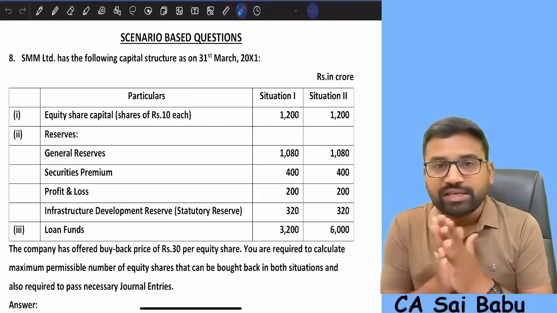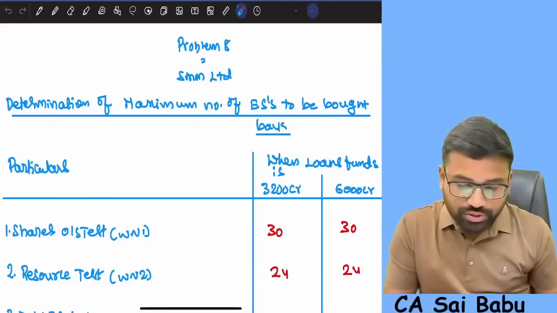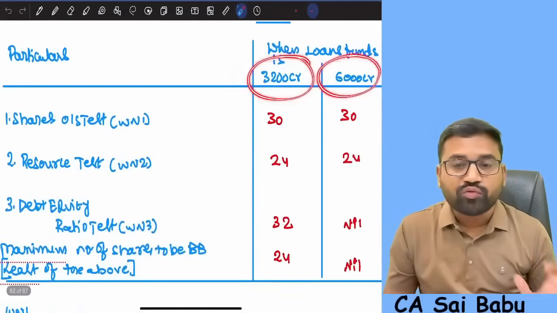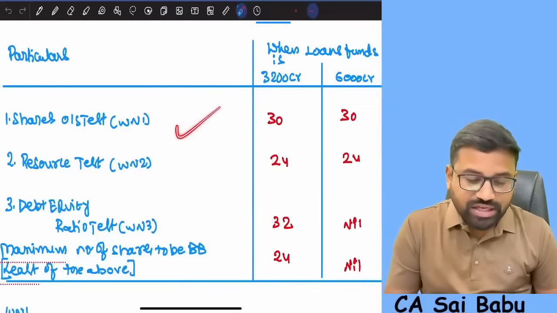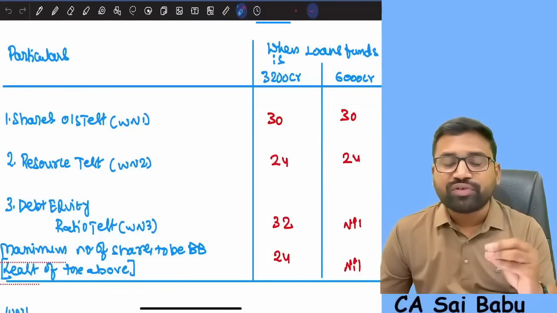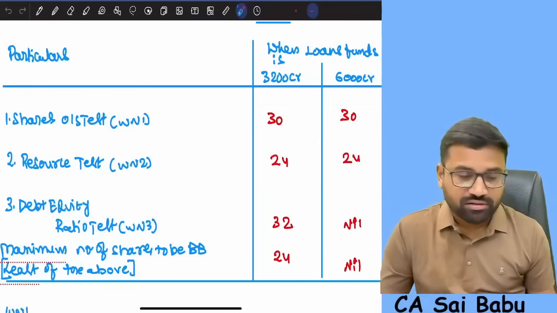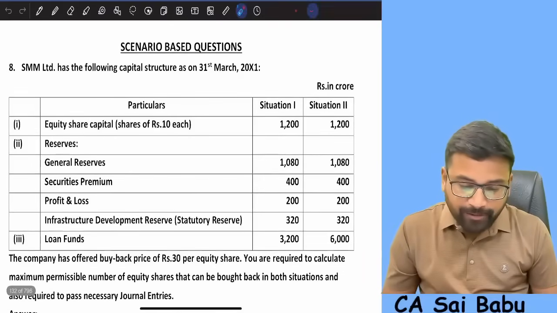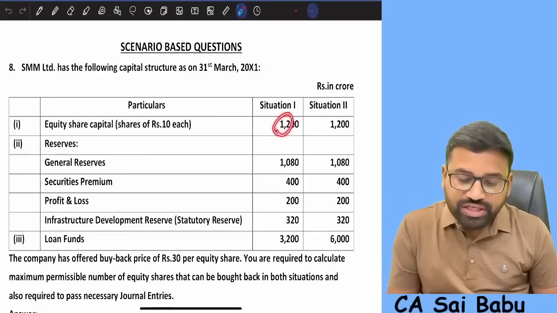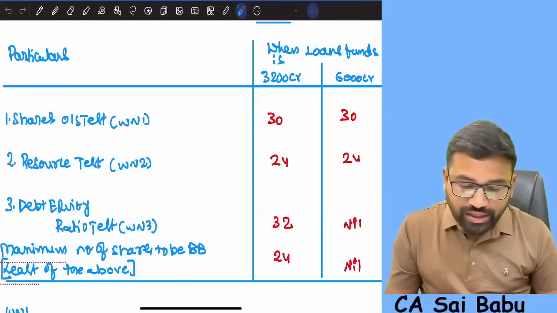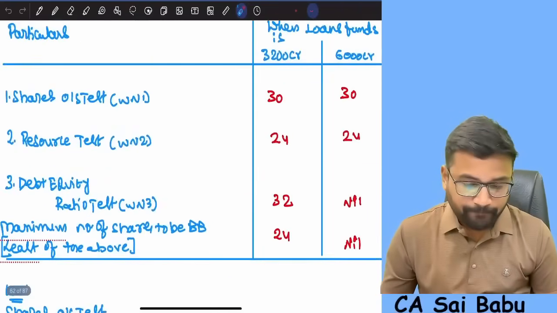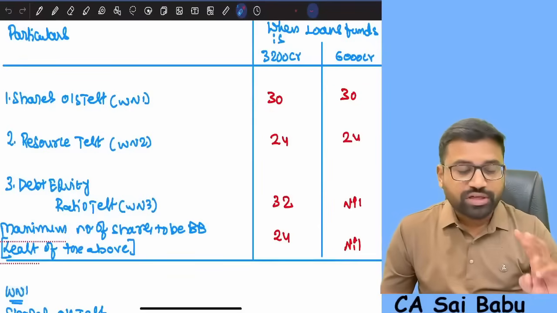Okay, now let us apply here the 3 tests. Determination of the maximum number of shares to be bought back when the loan funds are 3,200 and when the loan funds are 6,000 crores. First, the shares outstanding test. It says the maximum number of equity shares to be bought back cannot exceed 25% of the total paid up equity share capital of that financial year. What are the total equity shares of the company? 1,200 crores total equity share capital. Number of equity shares 120 crores. So 120 into 25%, 30 crores. That is the maximum number of shares a company can buy back. 30. So test 1 done.